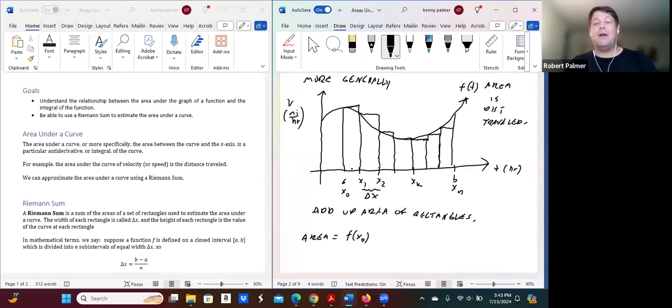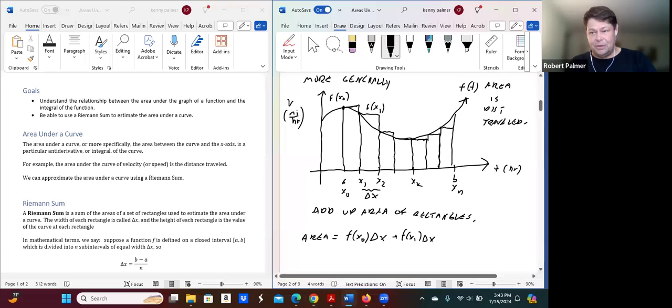Once again, we could choose our height anywhere in this rectangle, which here is at the left end, times the width of that rectangle. So this is the area of that first rectangle, where the height is f of x0. And this one, for example, is f of x1 and so forth. Now the second one, of course, our height is going to be at x1, so f of x1 times the width, which is delta x.